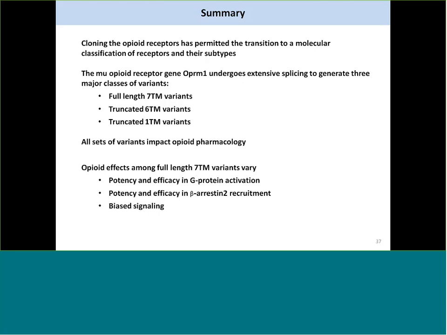I would suggest, however, that the single TM variants are particularly intriguing because, indeed, they are present in a large number of GPCRs. I've shown you that all sets of the variants impact opioid pharmacology, and I've also shown you that among the full-length variants, both potency and efficacy in G protein activation as well as beta-arrestin recruitment vary from variant to variant. And this is manifest in changes in their bias signaling.